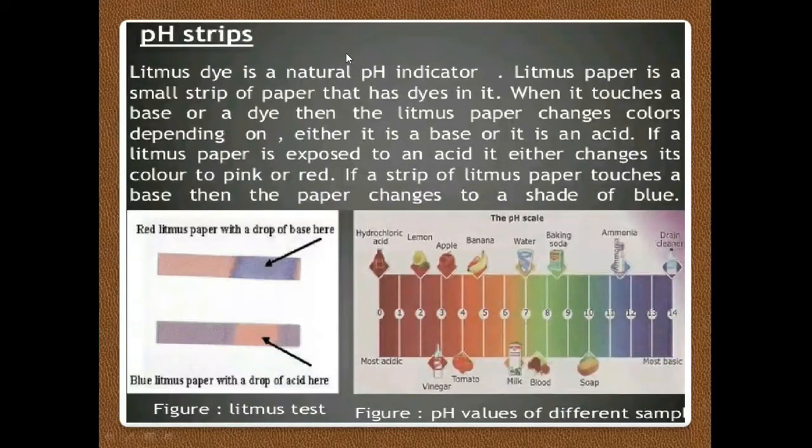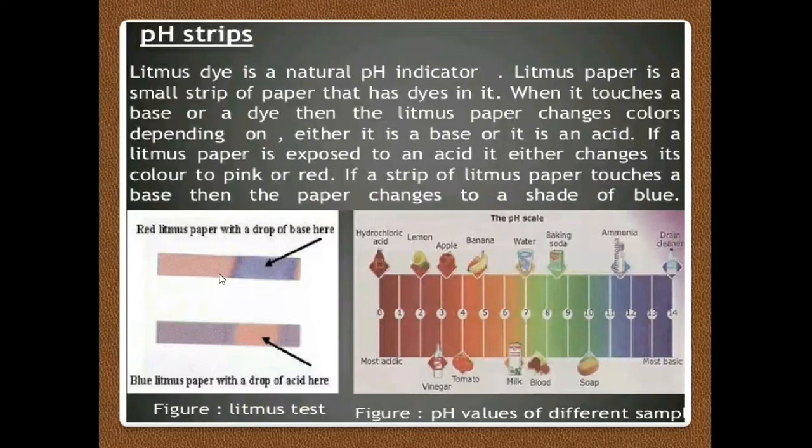Litmus dye is a natural pH indicator. A litmus paper is a small paper, a strip of paper that has a dye in it. There is one dye coated on it. When it touches a base or an acid, the litmus paper changes its color depending on the nature of that substance. So either it is a base or it is an acid, and based on that, the color will change.